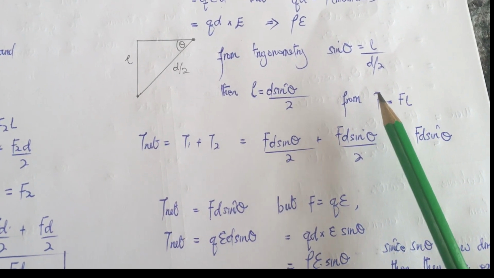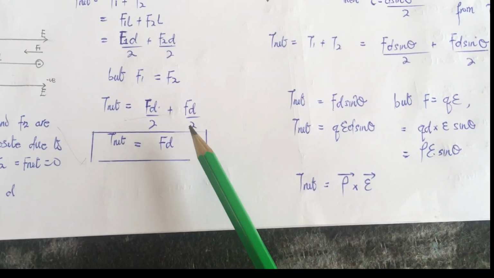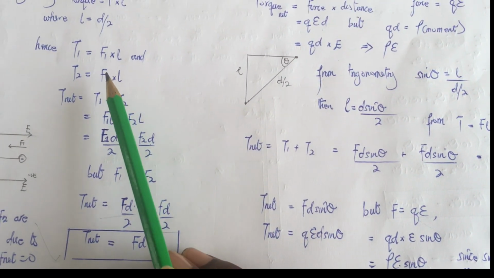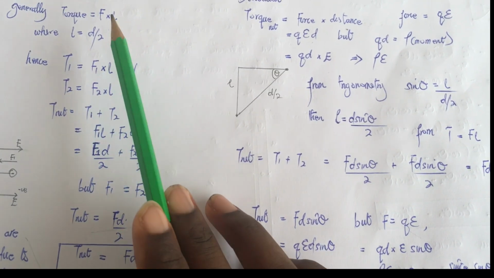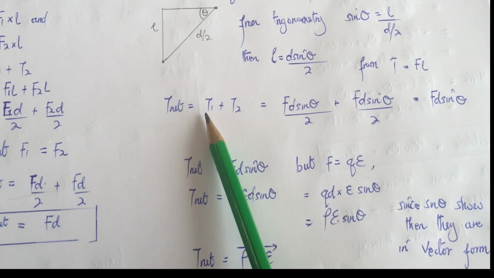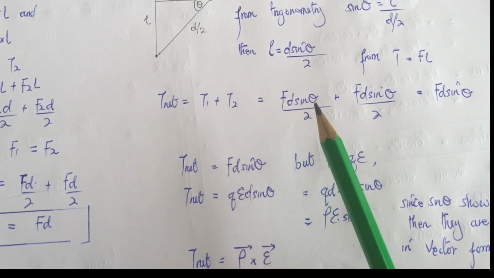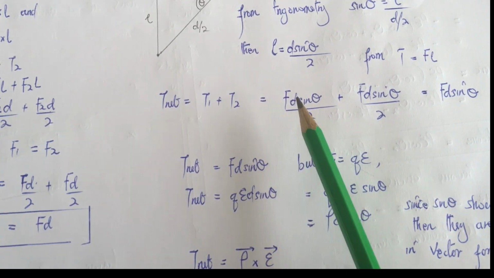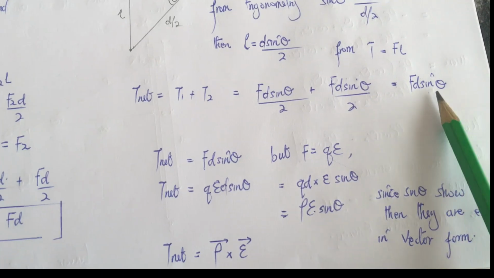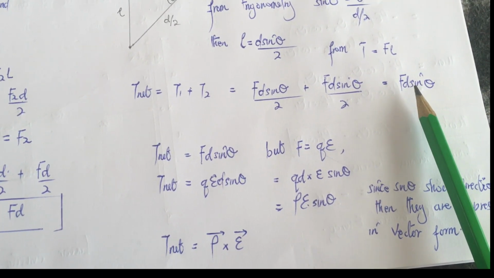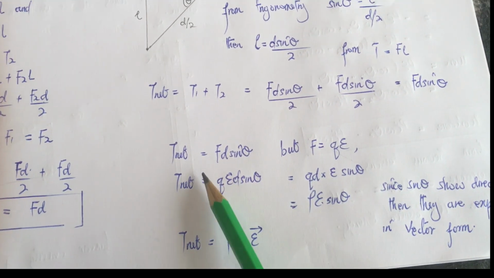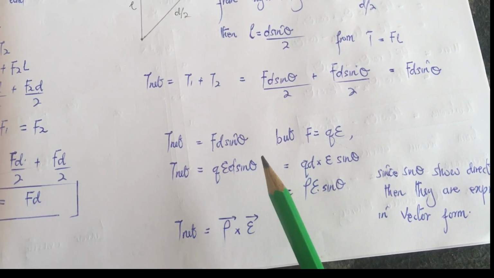So as we have stated earlier, let's say we are taking only one torque, T1. Our T1 is equal to force times L. The same thing applies to the other one. Then our T net will be equal to FD sine theta over 2 plus FD sine theta over 2. When you add these two, you get FD sine theta. This is when the dipole is diagonal. So our torque net is equal to FD sine theta.